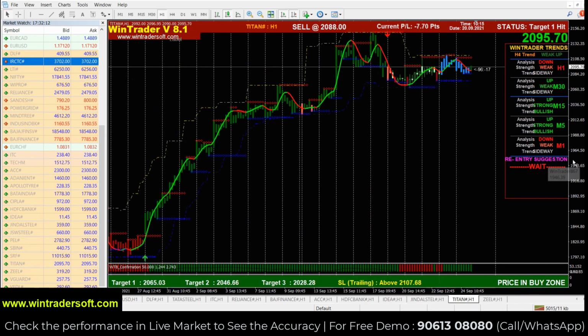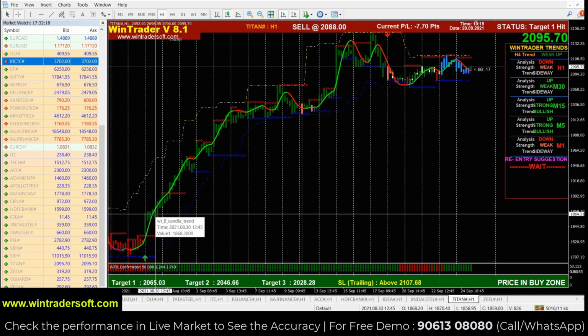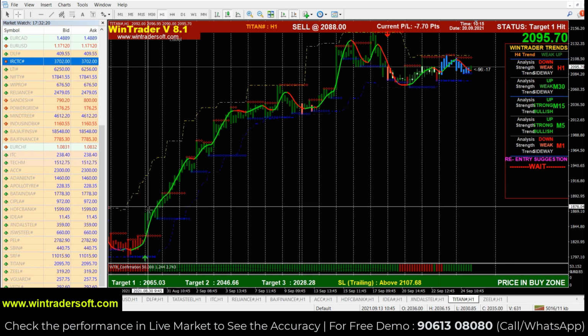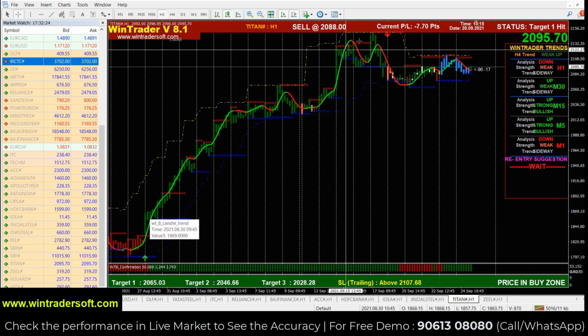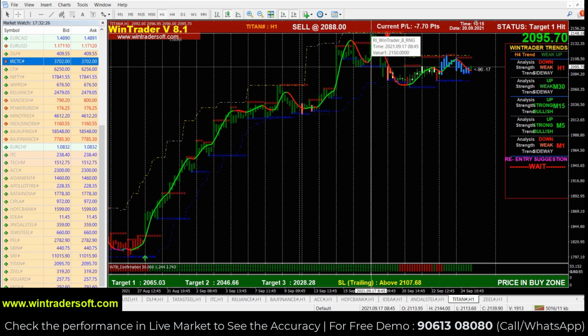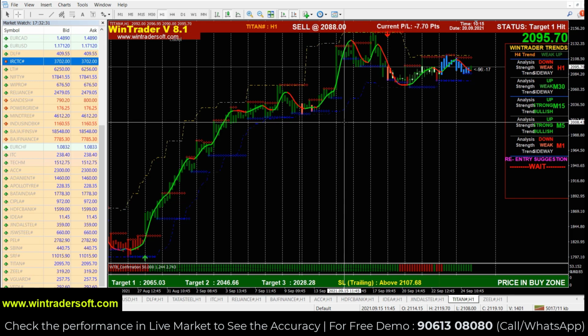And in Titan also the buy signal was generated. It was a perfect signal, and the buy was generated on this candle. From there it went up. We get the buy at almost 1860, and it's up to 2148. 1860 to 2148. It was a huge trend.